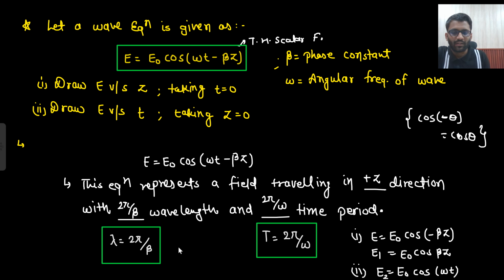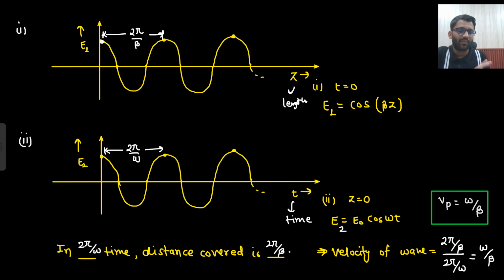Okay. So yeah, lambda formula you got, time period formula you got, and in 2 pi by omega time, you are traveling a distance of 2 pi by beta. That's why this is your velocity. So Vp equals omega by beta. This is something you need to remember. Right?